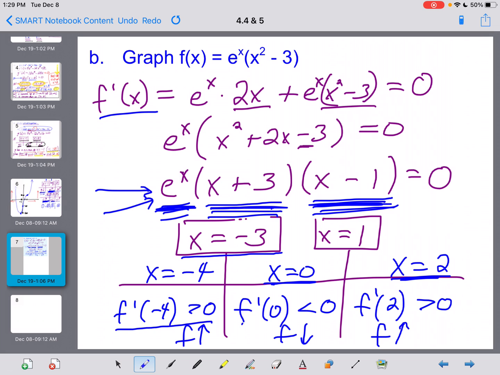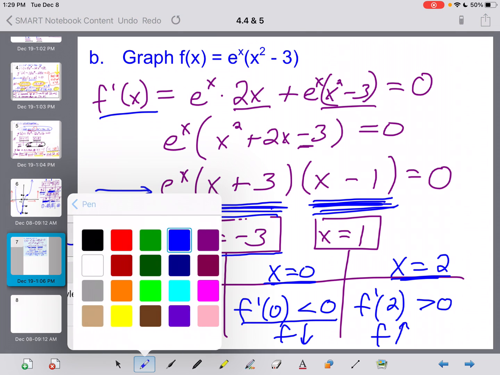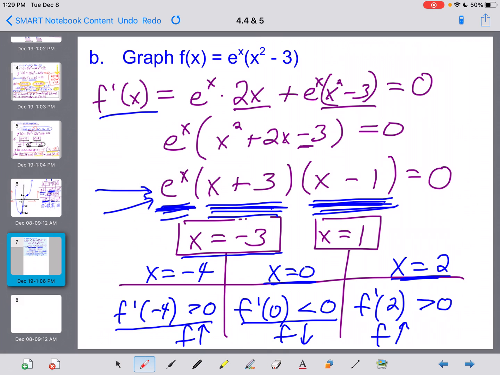was positive and it changes to negative. That, everybody, is the very definition of a maximum. And that's how you test for it, too. So I'm going to go ahead and write that in there. We've got a max right here at x equals negative 3.